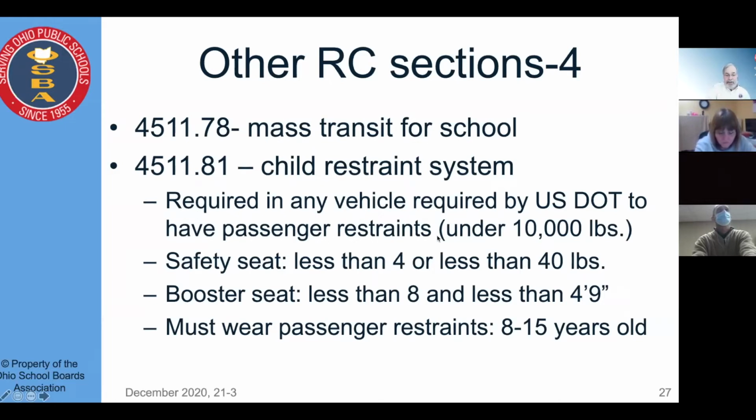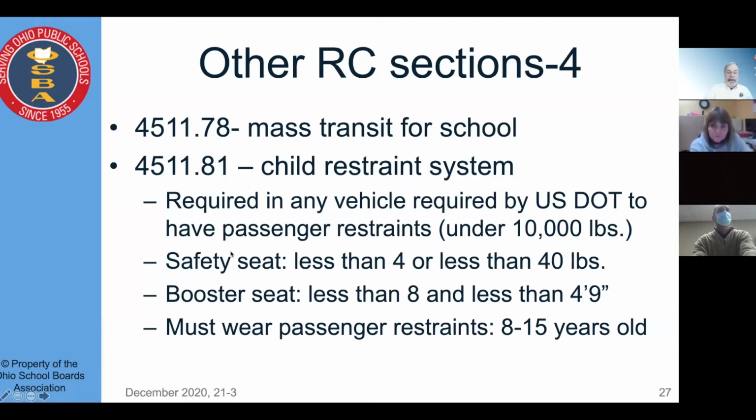The vast majority of the buses in the state of Ohio weigh more than 10,000 pounds. Right? So the only buses that are going to be subject to this are going to be the minibuses. And those already come from the manufacturer with passenger restraints in them. Please note, I'm not saying seatbelts. A seatbelt alone is no longer a qualified passenger restraint. They now have to be 3-point restraints.